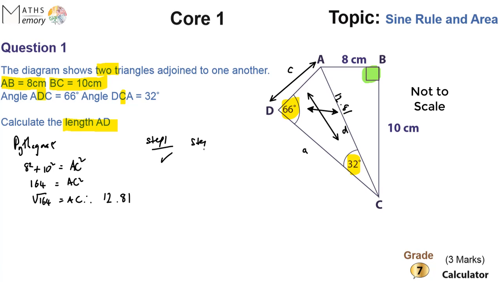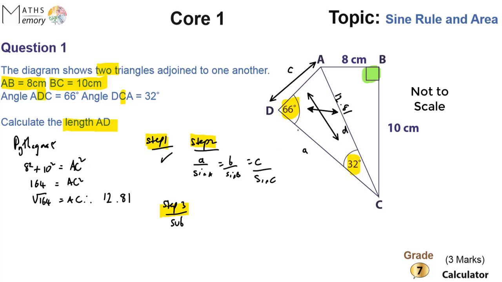Step 2, let's use the correct formula. The correct formula obviously is to use A over sine big A equals B over sine big B over C over sine big C, because we're using length in this case over here. Step 3, let's sub our values in. Let's do this. Let's highlight these. So identify it and label, correct formula, sub in our values. This is what we have.